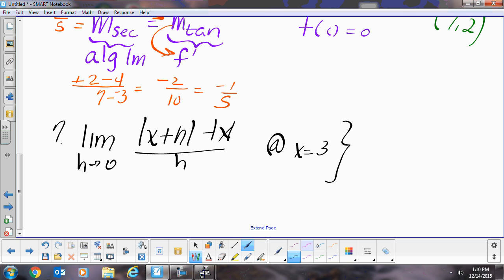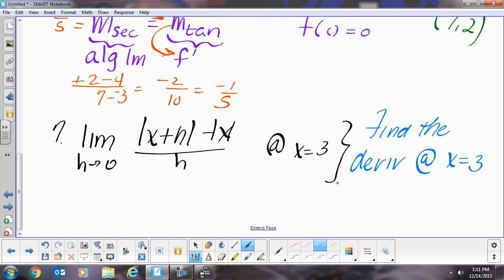So before we go any further, what are they asking us for? They're asking us to find the derivative, like the other one, but it's gone a little bit further. Not just the derivative, but at x equals 3. That's what they're asking us. So I need to find the derivative, but what do I need first? My original function. And every place we see x plus h, we replace with what? A big fat x. So what is the function?